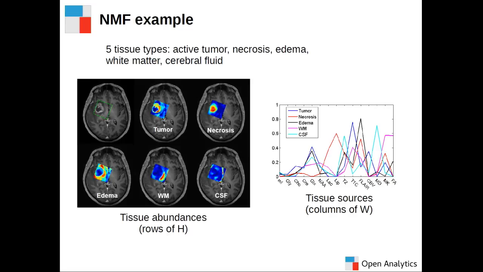So here on the left, you have the tissue abundances. These are the rows of the H matrix. We can transform them back to the spatial domain. And so each map that you get here is actually a row of that H matrix. And so you basically see the distribution of the different tissue types within the region of interest. And then here on the right, you see the columns of the W matrix. So each curve is one column. And they basically are the tissue signatures as a function of the MRI images.